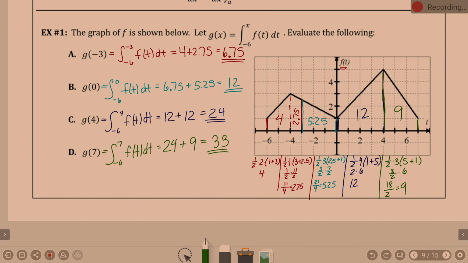I don't even know that we used geometry there. That was just middle school math, maybe? How's that? Middle school math. Okay.